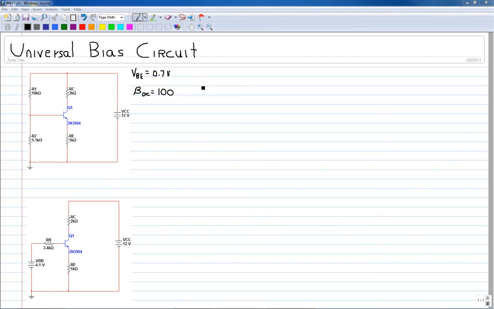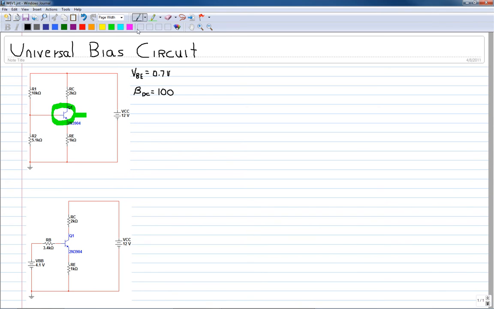In this video, we will analyze the universal bias circuit for a BJT transistor. In this particular circuit, we have a BJT biased using what's called universal bias circuit, or sometimes voltage divider emitter stabilized circuit. In order to analyze this, we must first find the Thevenin's equivalent model by removing the transistor, shorting out the voltage supplies, and looking for the Thevenin's equivalent voltage that would appear across this set of terminals.